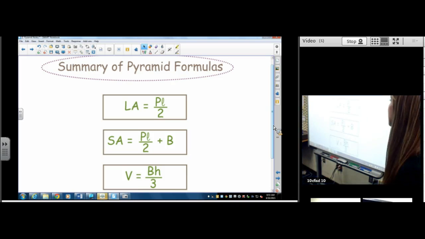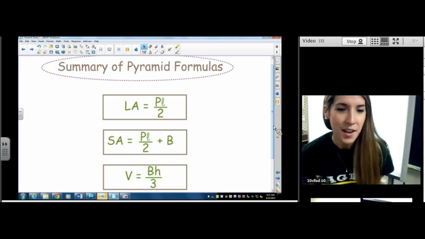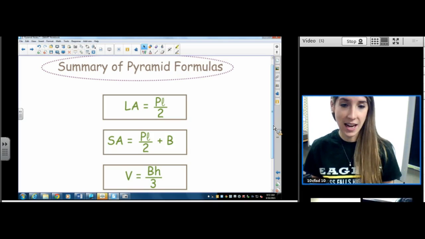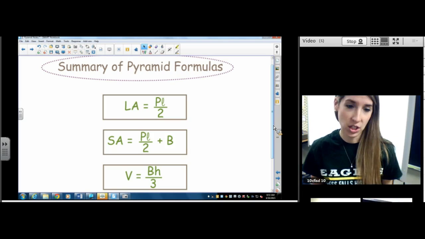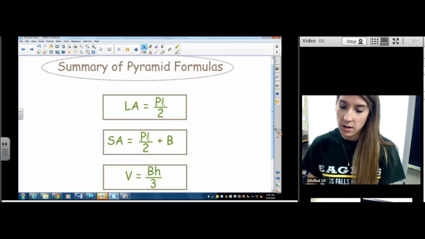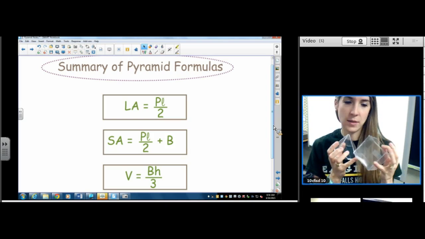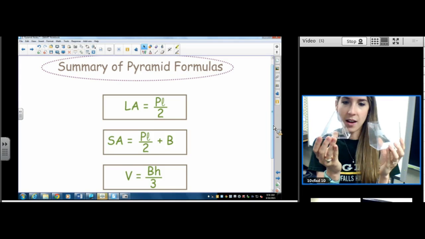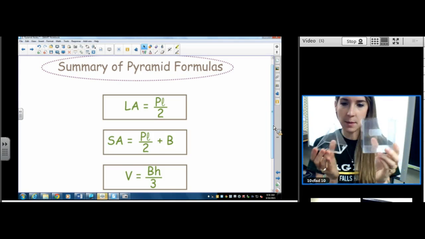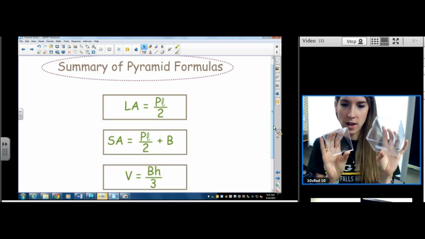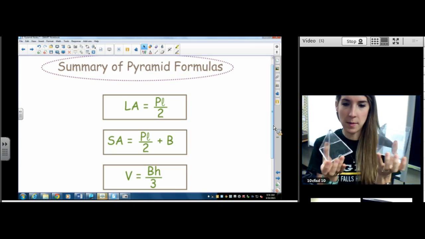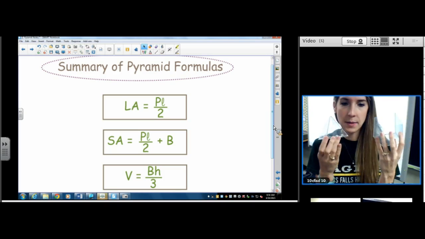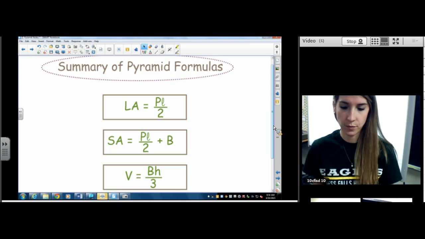LA, PL divided by 2. So P is the perimeter, so it's the perimeter times the slant height divided by 2. We're dividing by 2, it's kind of a long story, but we're dividing by 2 because a pyramid is not going to have the same amount of surface area as a prism. The prism has more to cover than the pyramid because the pyramid comes to a point. So, perimeter times slant height divided by 2.